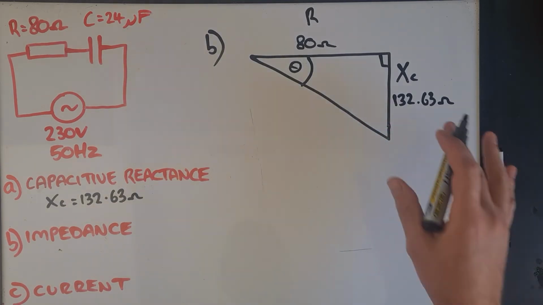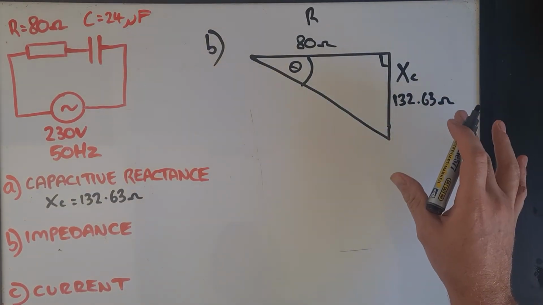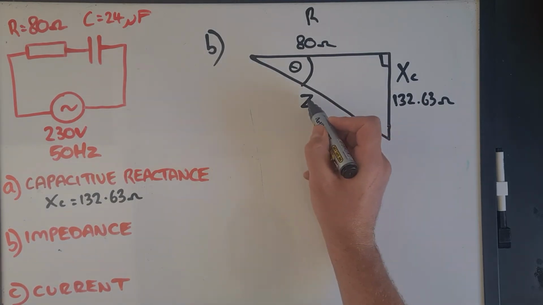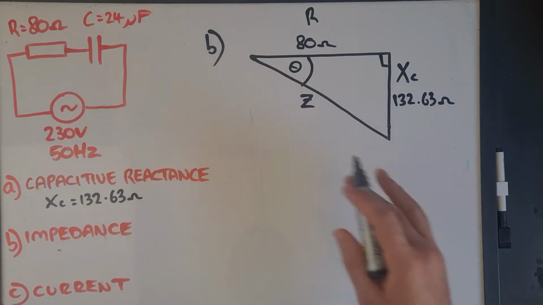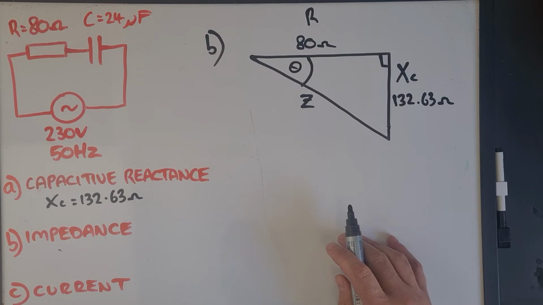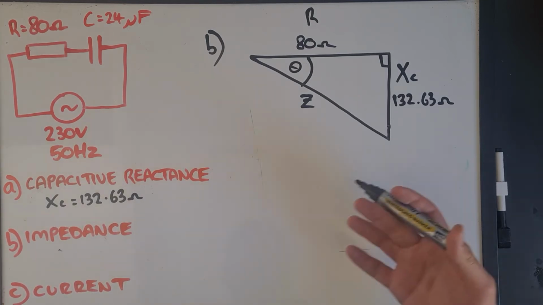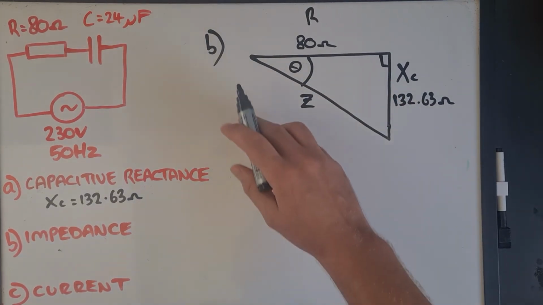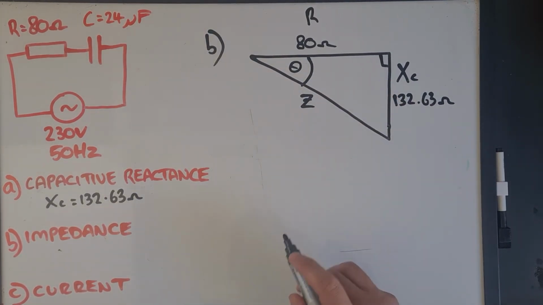Cool, so now that we've labelled the sides of the triangle that we know, this side is the hypotenuse, which is our impedance. That's going to be our total opposition to current. Hopefully, if you know a thing or two about Pythagoras, you can find this pretty easily, where we can simply solve that remaining side.